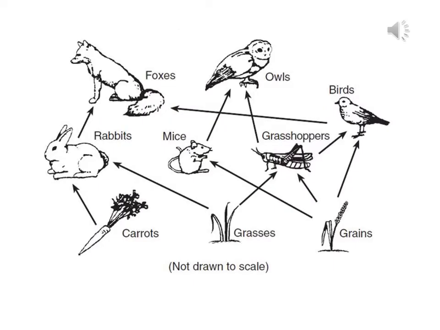You should have come up with something like this. This is an example of a food web. As you can see, there are lots of different links here, not just one-to-one. I'd like you to draw out this food web in your book as an example.